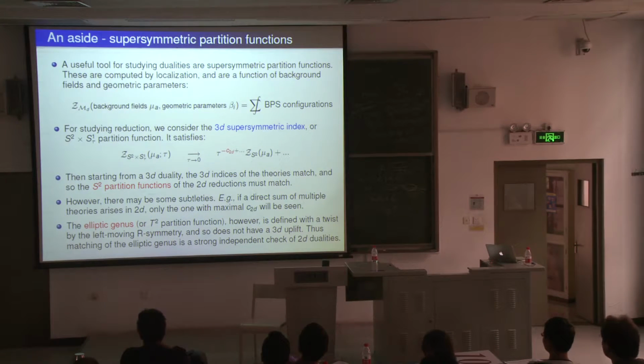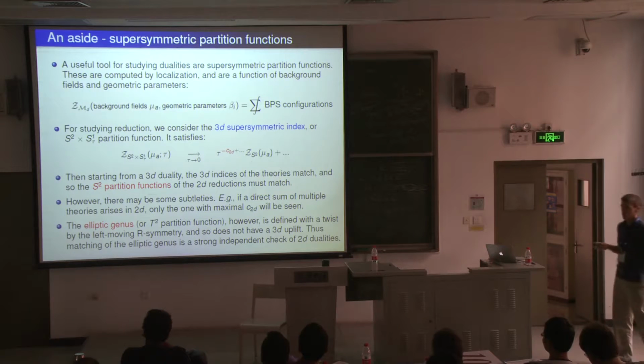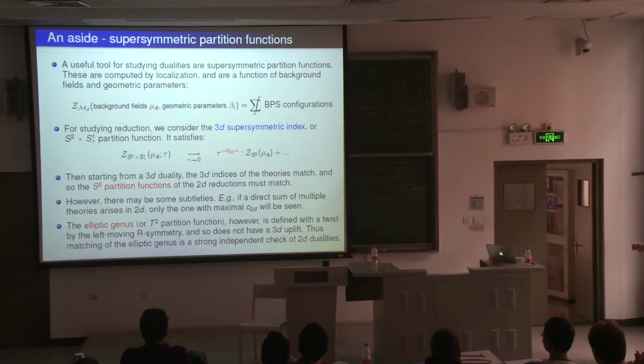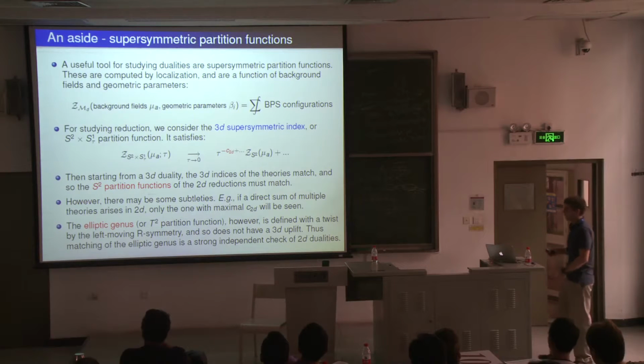However, the elliptic genus, or torus partition function, is defined in 2D by a twist by a left-moving R symmetry, and this has no 3D analog. So the elliptic genus has no uplift to 3D. So once we find some conjectural 2D duality, the elliptic genus provides an independent test, and therefore a strong test that this duality is actually true.